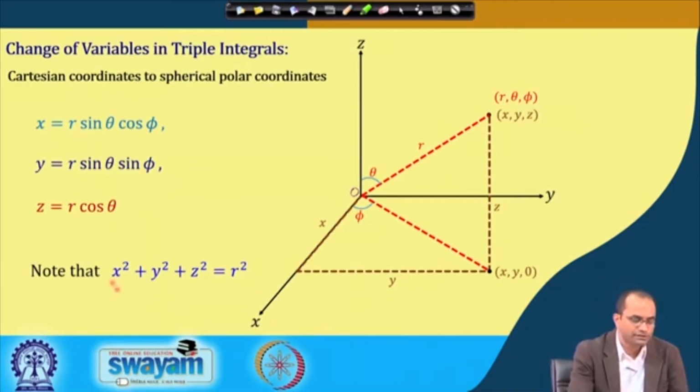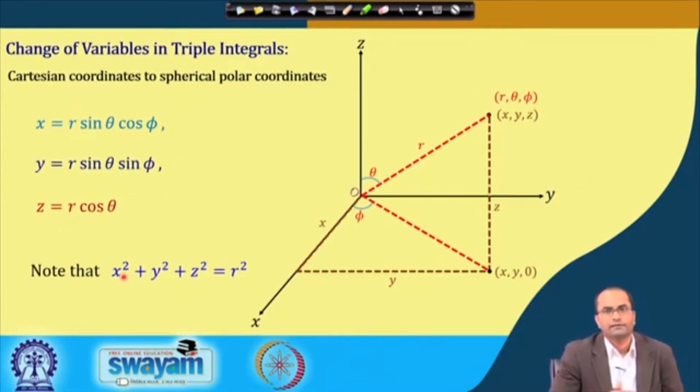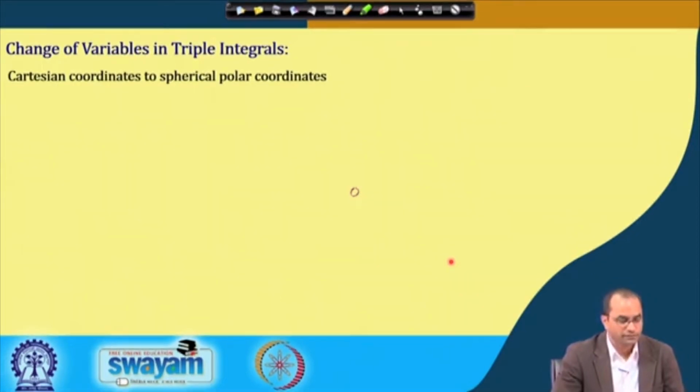So, whenever we see such a term x square plus y square plus z square, and we are going to change the coordinate system, we will simply put x square plus y square plus z square is equal to r square. So, now with this introduction to the change from Cartesian coordinates to spherical polar coordinates, we can talk about the triple integrals.